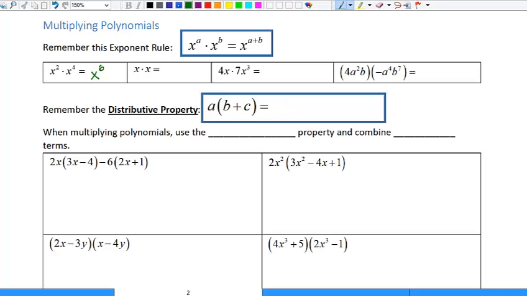X times x is a little tricky, but you have to remember that there's invisible exponents of 1. So when I multiply x times x, the bases have to be the same, and the exponents are added, so 1 plus 1 is 2.